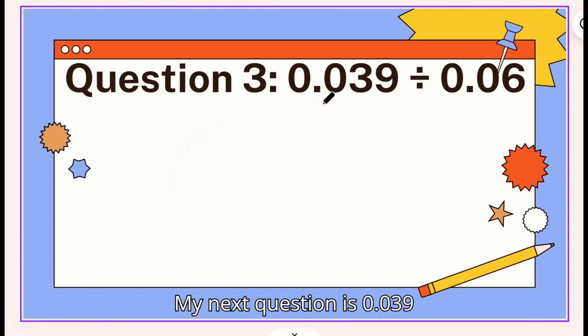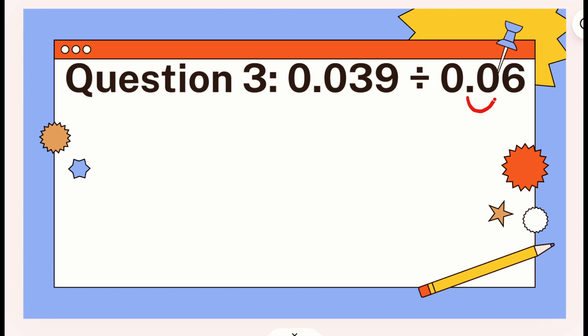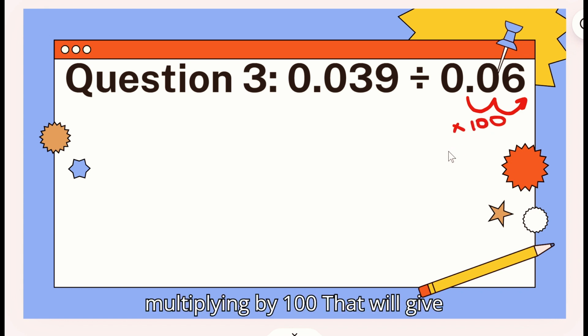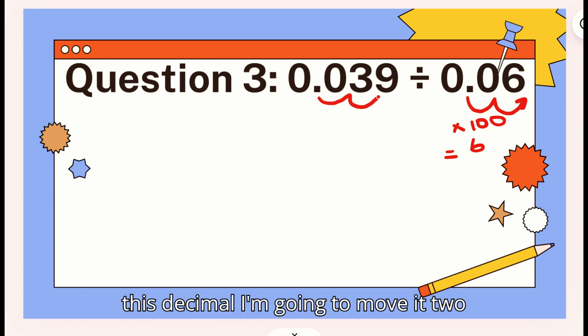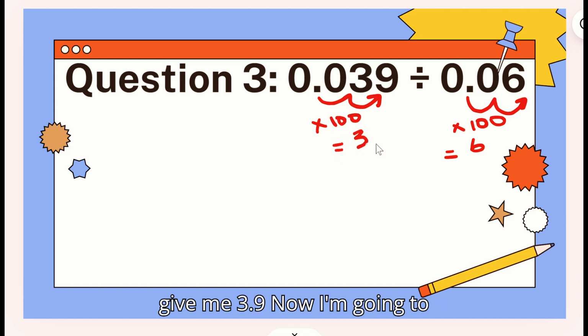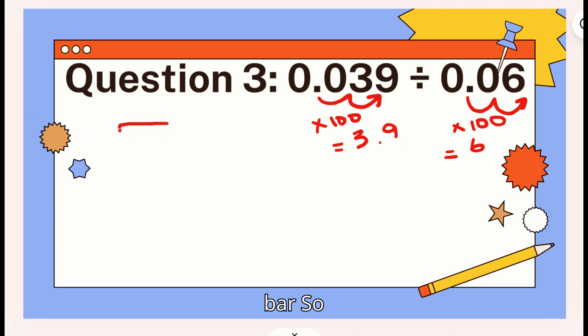My next question is 0.039 divided by 0.06. Again, I need to move my decimal point 2 spaces ahead. That means multiplying by 100. That will give me 6. I'm going to do the same with this decimal. I'm going to move it 2 times, multiplying by 100. That will give me 3.9. Now I'm going to put these numbers under my dividing bar. So 6 will go outside, 3.9 will go inside.